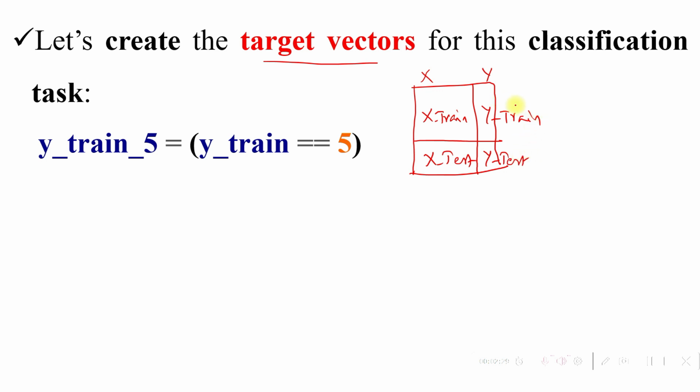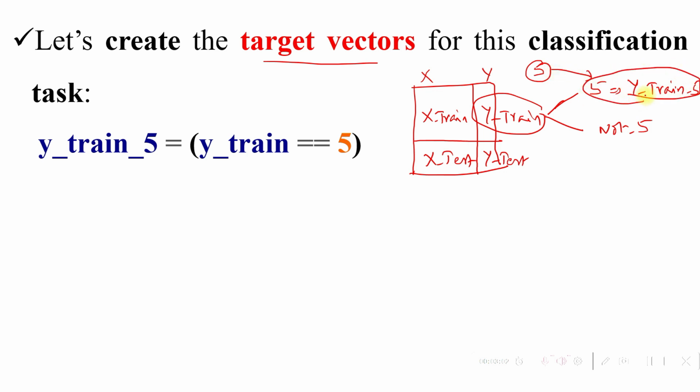Now our aim is to classify this Y train data into two parts. One is whether the element is equal to 5, which is assigned to Y train 5; otherwise it is not 5. Whenever the element, the handwritten digit, is 5, it is mapped to the class Y train 5. Otherwise it is classified as not 5.